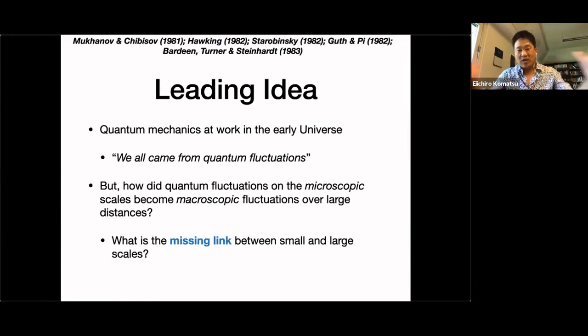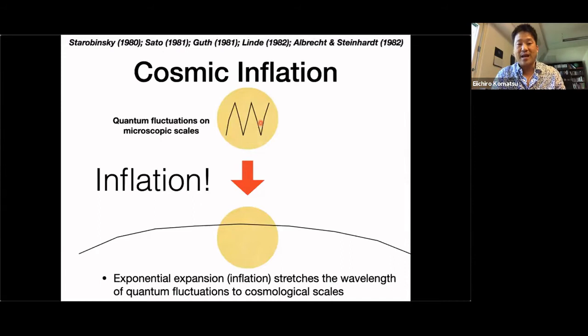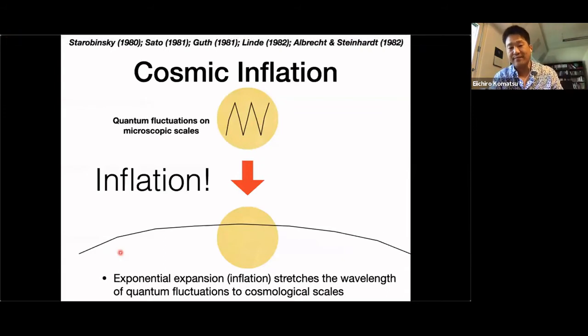So quantum mechanics was at work in your universe, right? There are quantum fluctuations in the early universe whose wavelength is of course very, very small, but then there's an exponential expansion in the early universe, stretching these microscopic fluctuations to macroscopic scales. And these provided the seed for galaxies, stars, planets, and eventually life.